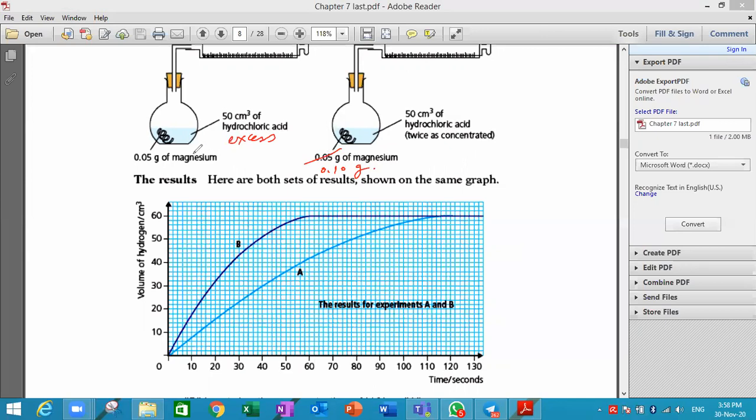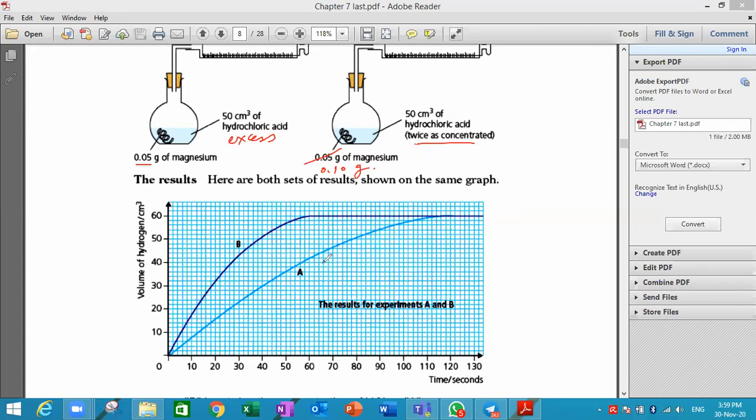So here we not only increased the concentration of hydrochloric acid to the double, but we also increased the mass of the magnesium ribbon to be 0.1 instead of 0.05 grams. So what will happen? What do you think will happen? The rate of the reaction will be fast, but it won't last as long.